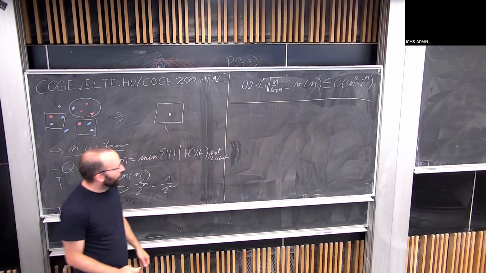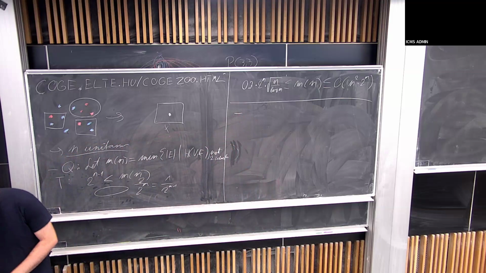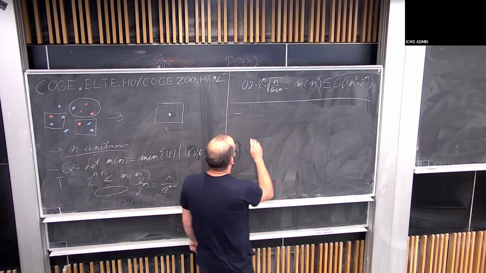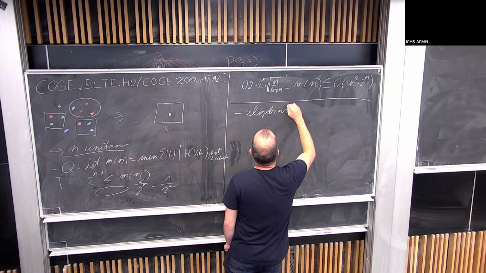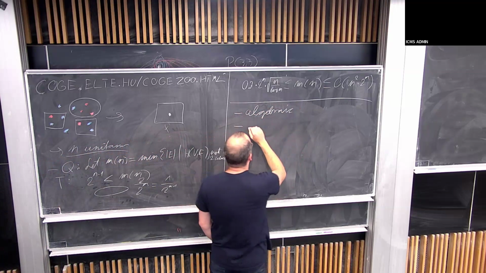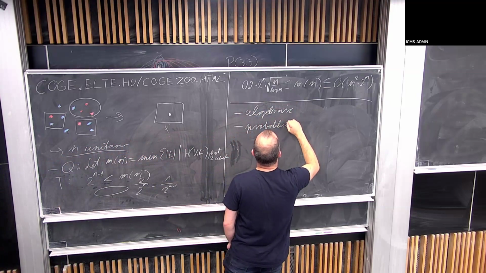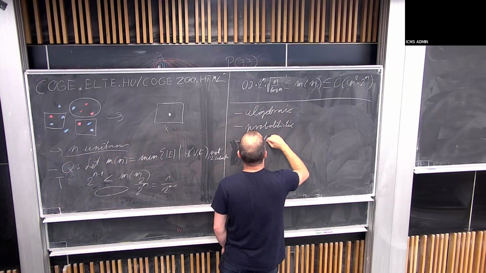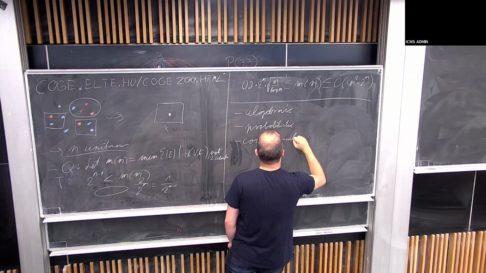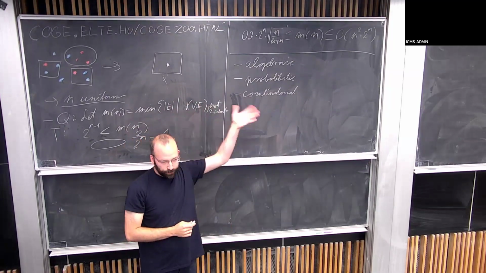There are a couple of things we can do. We will look at 3 of them. We can do some algebraic construction. We can do probabilistic arguments. And we can do some combinatorial constructions. I will speak a little about each one.